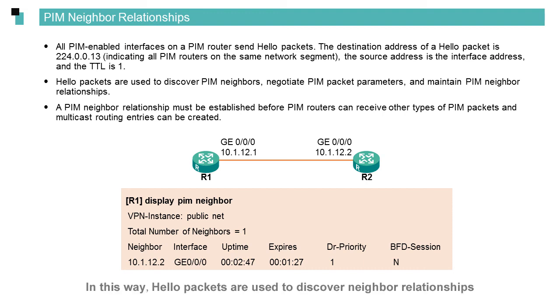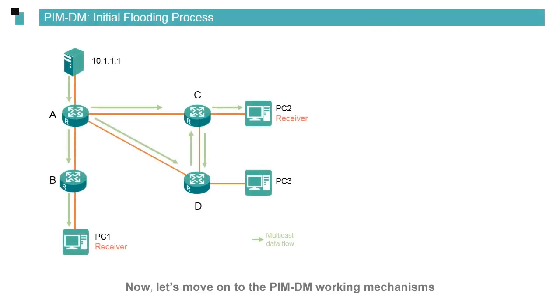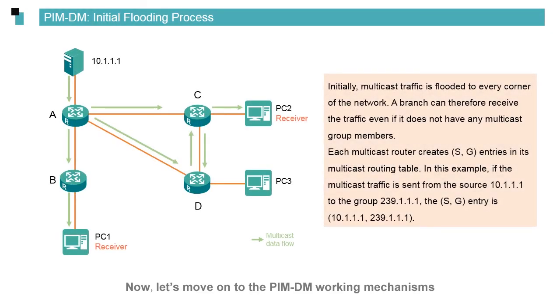In this way, hello packets are used to discover neighbor relationships and negotiate PIM parameters. Other types of multicast packets can be sent and received only after a neighbor relationship is established. You can check whether PIM neighbors have been discovered on a router by using its command line interface. Now, let's move on to the PIM-DM working mechanisms for flooding, pruning, grafting, and asserting.